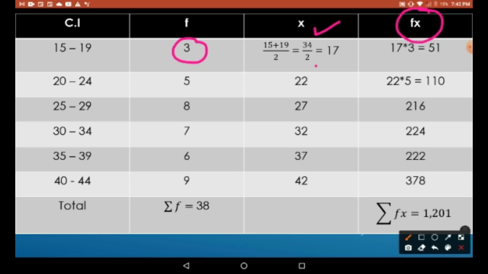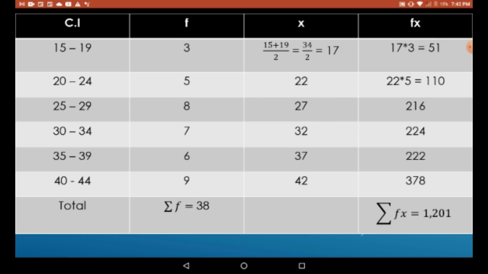How? Multiply the corresponding frequency with the midpoint. Means 3 multiplied by 17, that is 51. 5 multiplied by 22, that is 110. 8 multiplied by 27, 216. 7 multiplied by 32, 224. Then 222 and then 378. The total of fx is 1201.